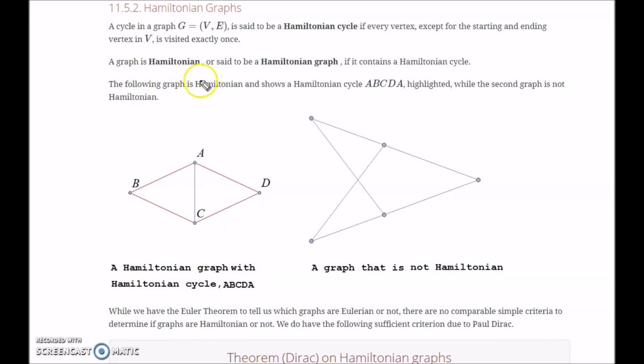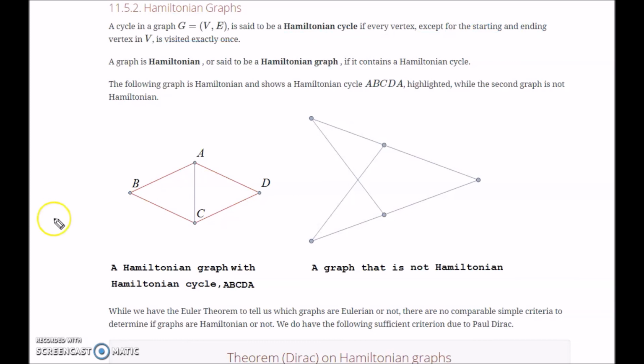All right, so Hamiltonian graphs. A cycle in a graph is a Hamiltonian cycle if every vertex except for the starting and ending vertex is visited exactly once. A graph is Hamiltonian, or a Hamiltonian graph, if it has a Hamiltonian cycle. So the difference between an Euler graph and a Hamiltonian graph is, in the Euler one, you go over each edge exactly once. In the Hamiltonian, you go over each vertex exactly once. So that's the difference in the two.